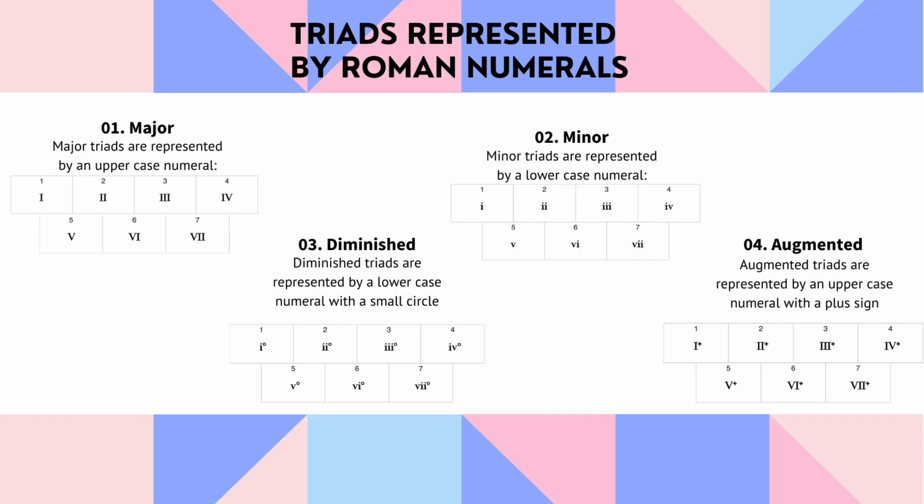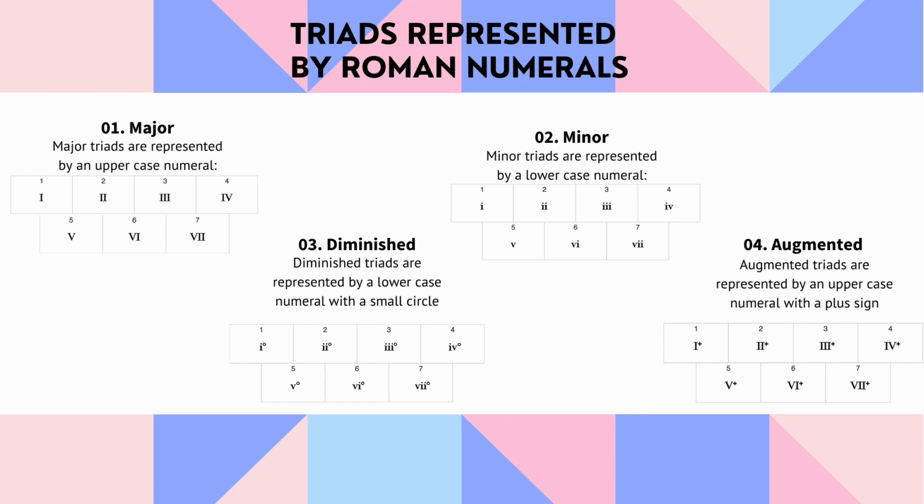There are four main types of triads that can be represented by Roman numerals. Major triads are represented by an uppercase Roman numeral. Minor triads are represented by a lowercase Roman numeral. Diminished triads are represented by a lowercase Roman numeral similar to a minor triad, but with a small circle. Augmented triads are represented by an uppercase Roman numeral similar to a major triad, but with a small plus sign.